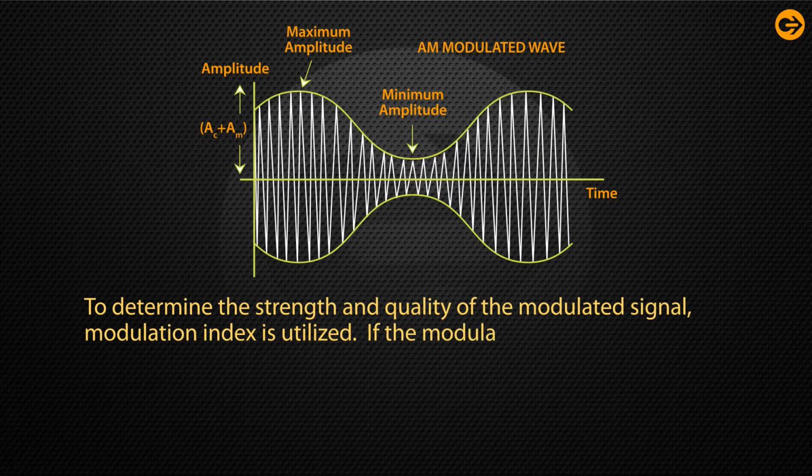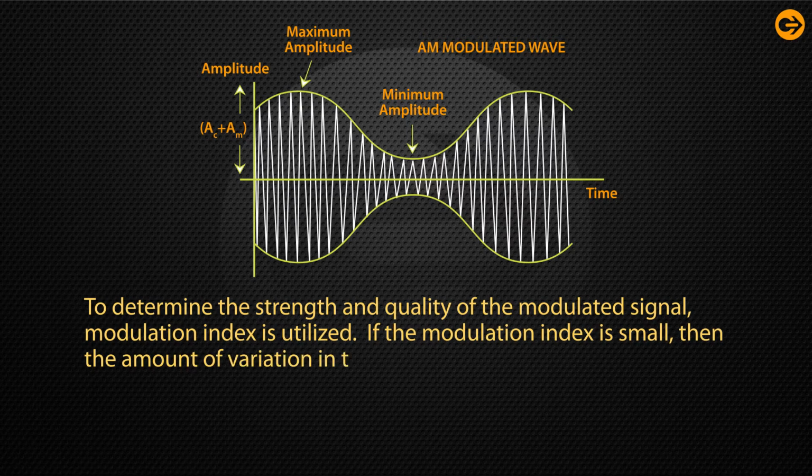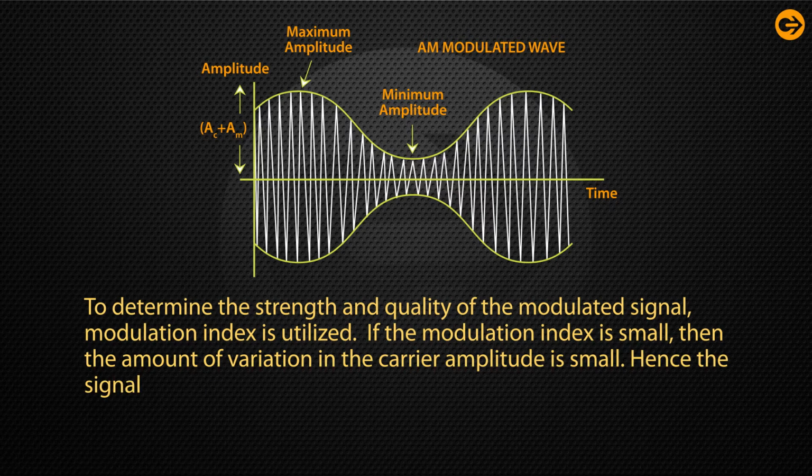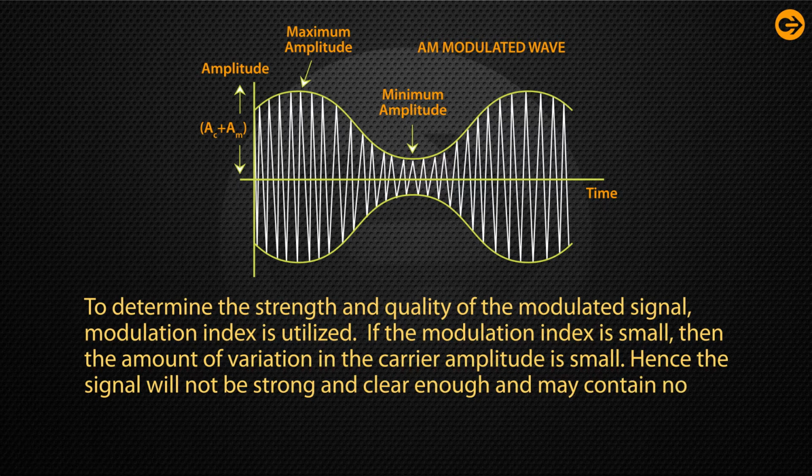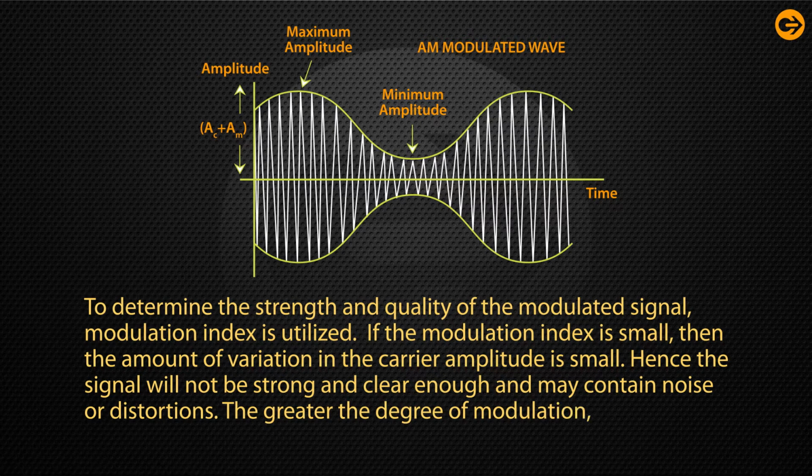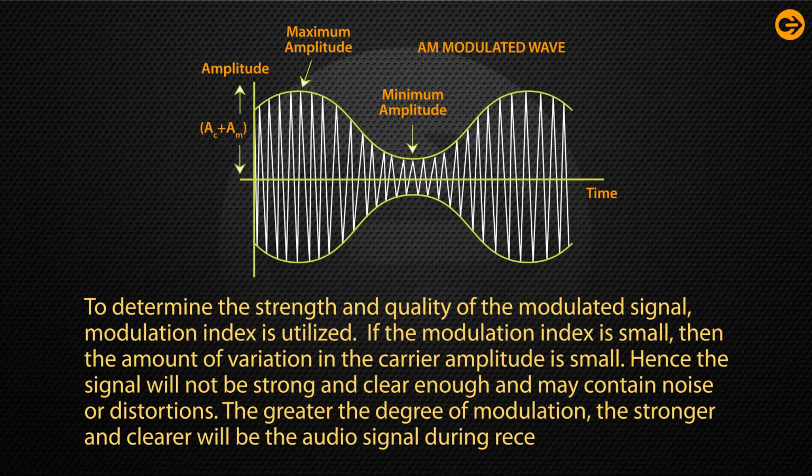If the modulation index is small, then the amount of variation in the carrier amplitude is small. Hence, the signal will not be strong and clear enough and may contain noise or distortions. The greater the degree of modulation, the stronger and clearer will be the audio signal during reception.